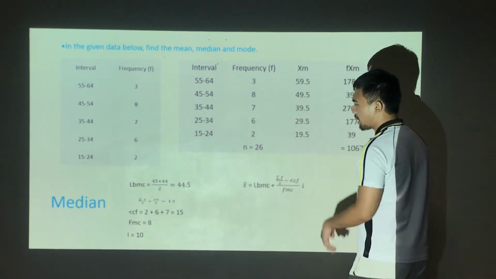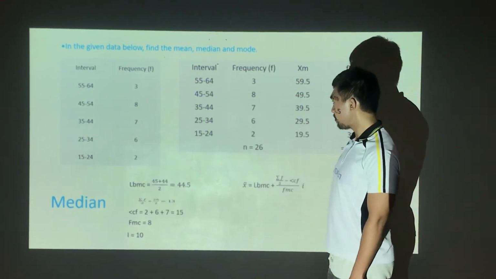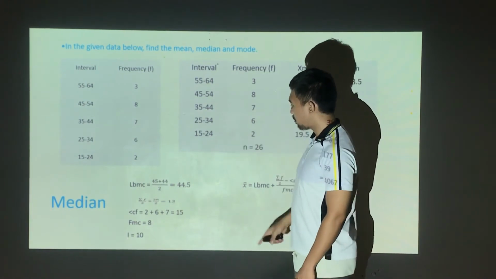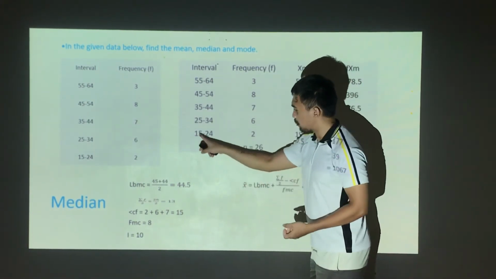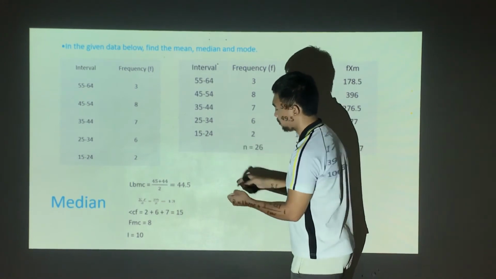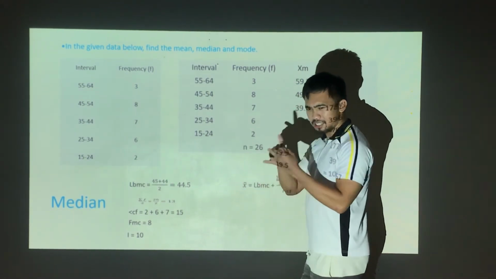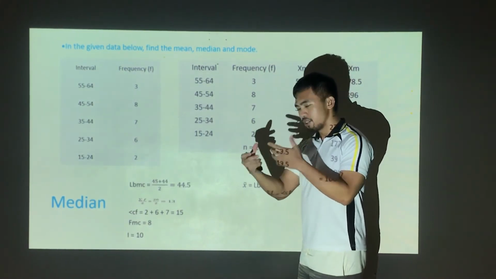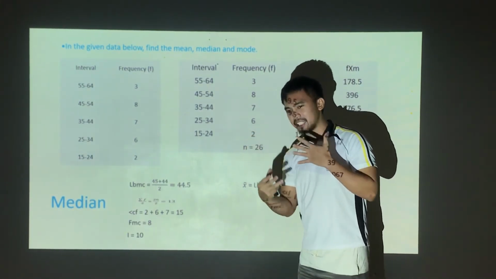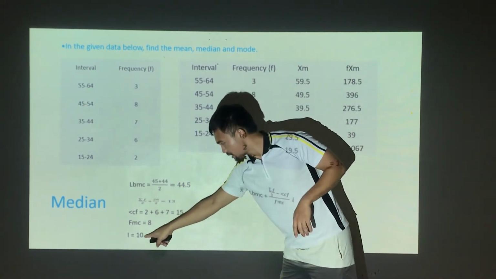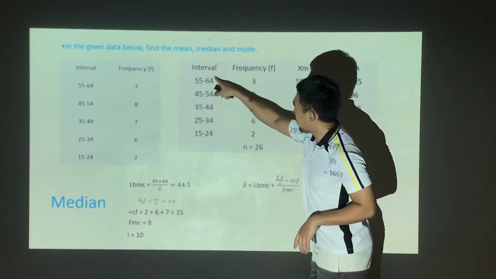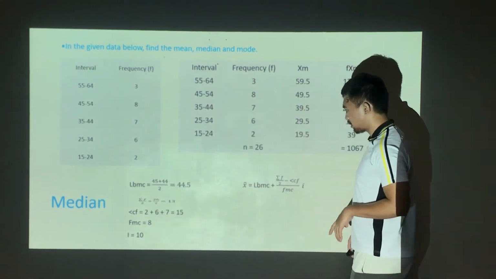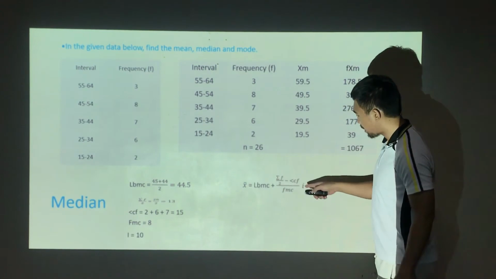So how can we say that our interval is 10? If you count it down, let us start with this class: 15, 16, 17, 18, 19, 20, 21, 22, 23, 24. That is what makes it 10. So our given interval is 10. There are 10 values in every class in our given interval. That's why our I right there is 10.